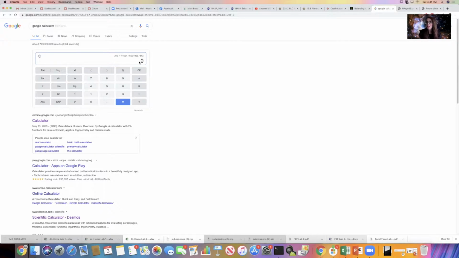Now, if you don't feel comfortable using a scientific calculator to calculate the Roche limit, I'm going to show you how you can do it here in Google Calculator. Okay, so there's no excuses for not being able to do this calculation.